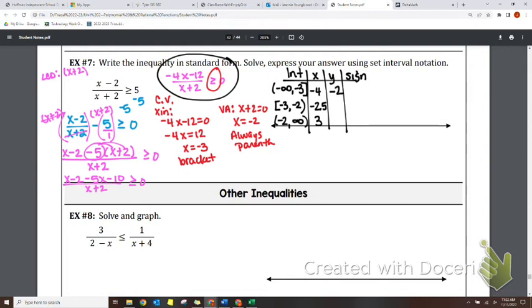Negative 4 gave me negative 2.3. I'm skipping one there, gave me a negative 4.8. And then the negative 2.5 gives me a positive 4.